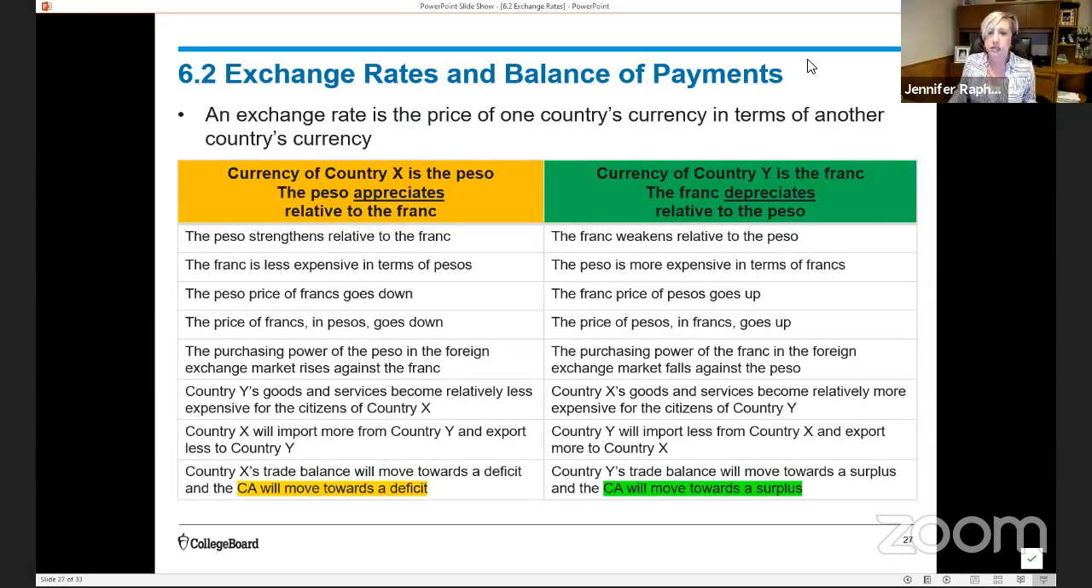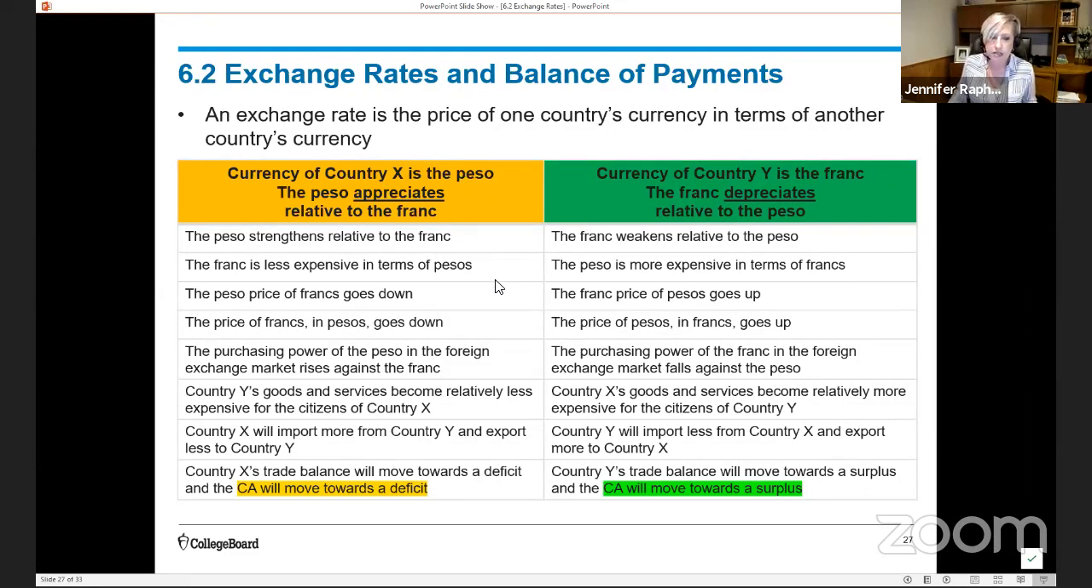And here's a summary of how we put exchange rates and balance of payments together. So the exchange rate is the price of one country's currency in terms of another country's currency. And now I gave the example of a peso appreciating relative to the franc and the franc depreciating relative to the peso. One way that you'll often hear it in the news is you'll hear one currency described as strengthening relative to another currency. The dollar grew stronger against the yen. The peso grew stronger relative to the franc. That's another way of expressing this idea of a currency increasing in value or appreciating.